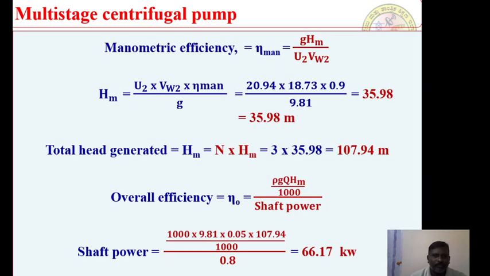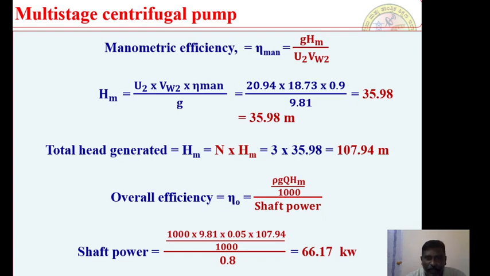Now, the manometric efficiency is available to me: eta_m equals g into Hm divided by u2 Vw2, because I need to calculate the manometric head in this case. Therefore, from this expression, calculate the value of the manometric head. This is 35.98 meters. So I said that manometric head is always related to a single impeller.